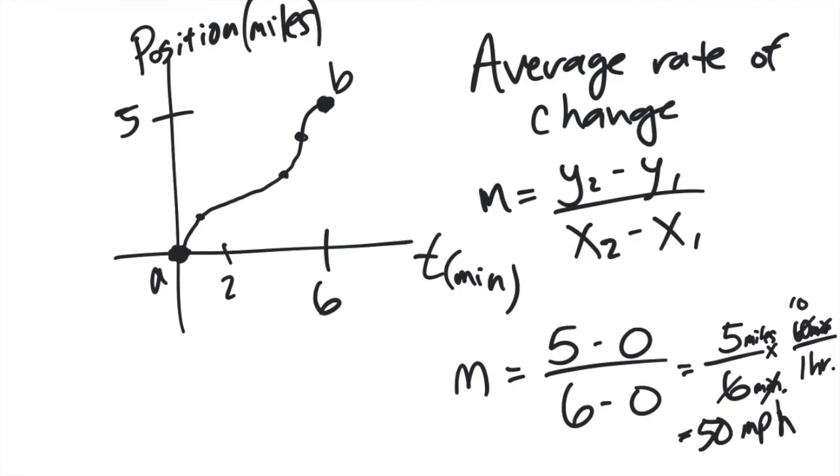But again, something to keep in mind is that doesn't mean you're going 50 miles an hour at exactly every point in there. It just means your average speed from the time you started to the time that you ended was 50 miles an hour, okay?